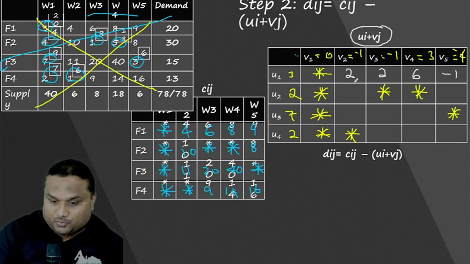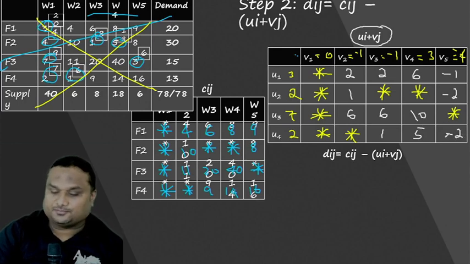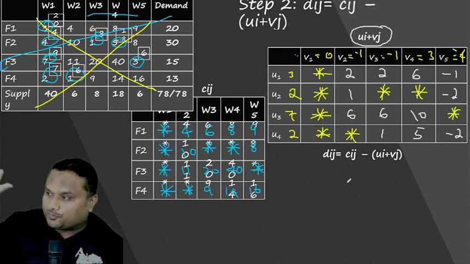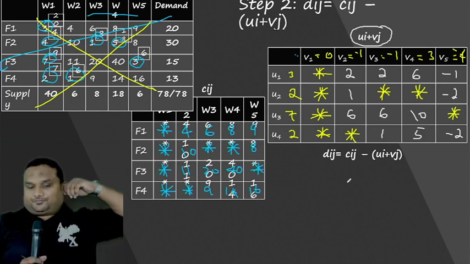Happy? Now 2 plus minus 1 is 1. 2 plus minus 4 is minus 2. Am I right? The last one: 7 plus minus 1 is 6. Next, 7 plus minus 1 is 6. Next, 7 plus 3 is 10. Next, 2 plus minus 1 is 1. Next, 2 plus 3 is 5. Next, 2 plus minus 4 is minus 2. Are you happy? Copy. So far so good?